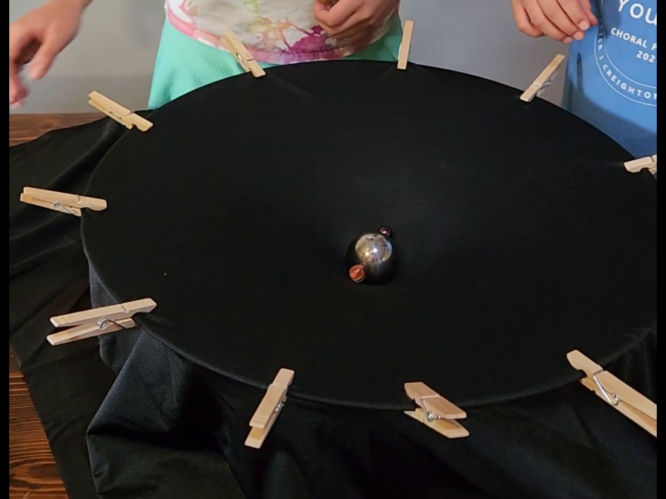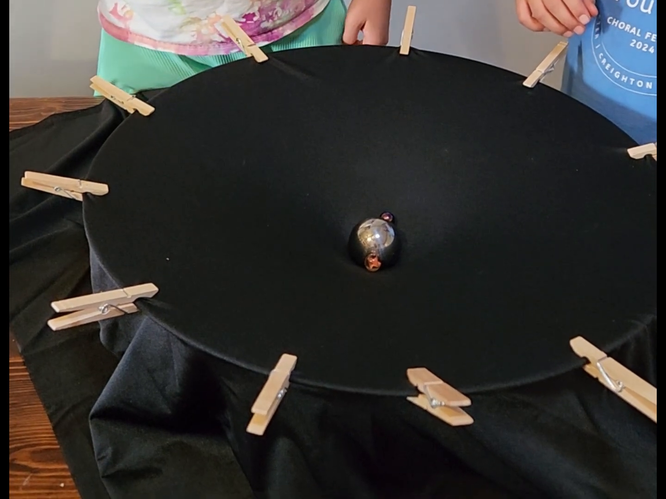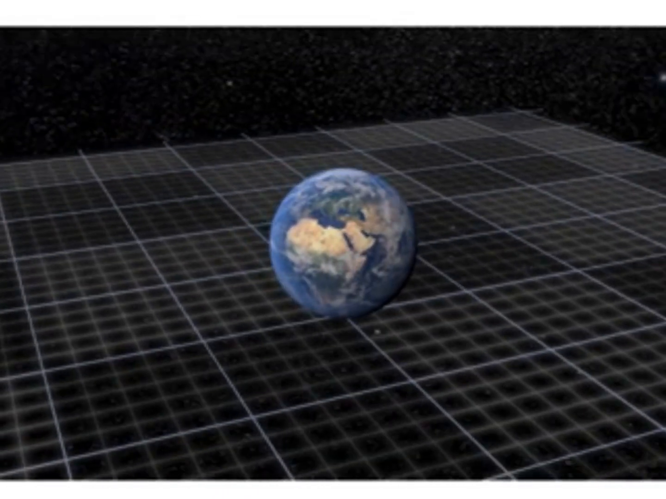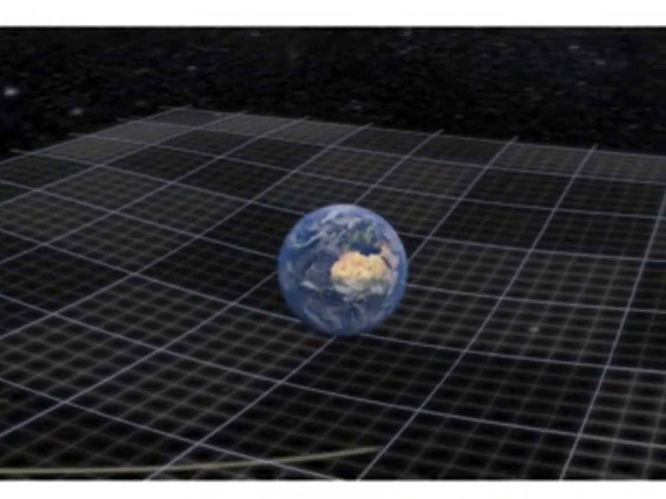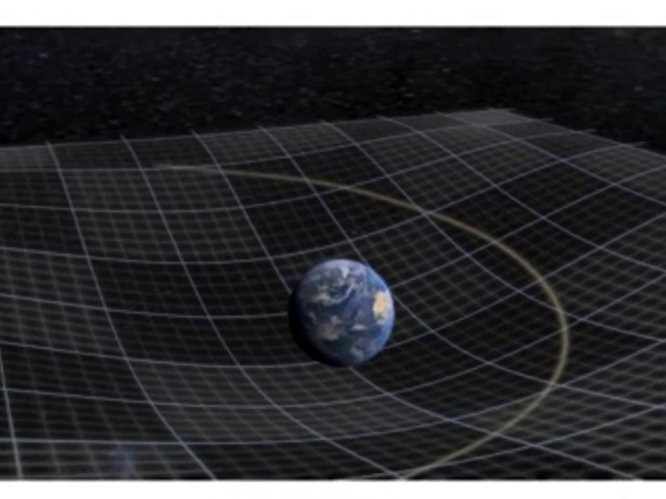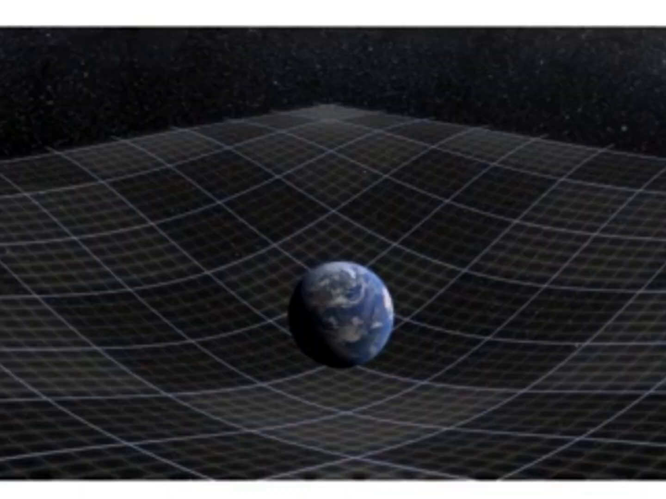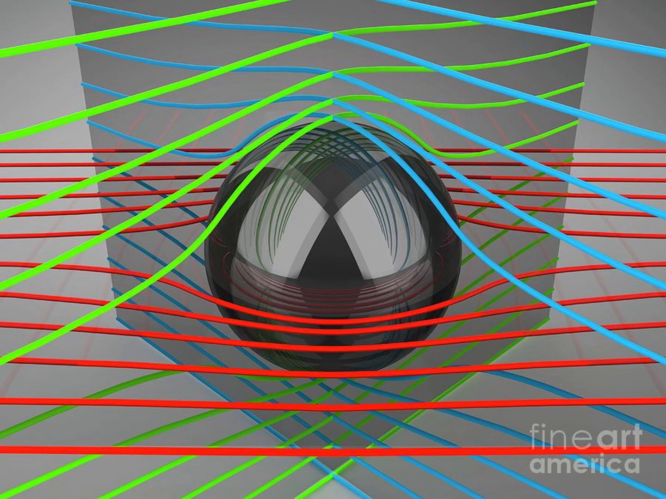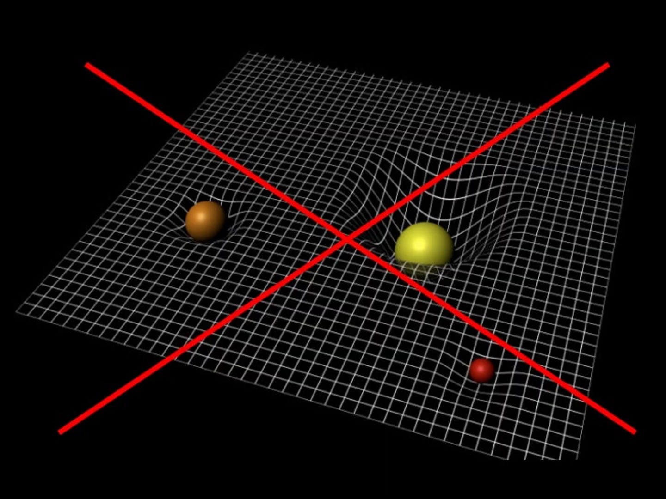But just keep in mind that while this is a great model, it's definitely not perfect. Real space-time is not a flat sheet. Planets aren't sitting on top of it. They're embedded within it.